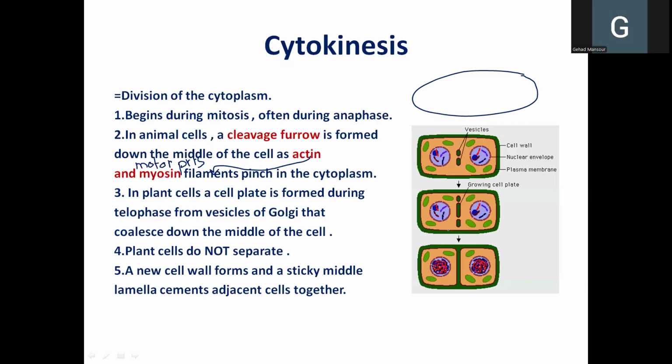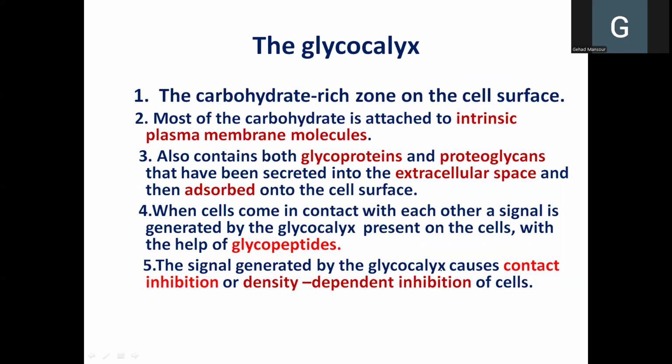But if it is a plant cell, as you can see here, there will be a plate that is formed during telophase, and this plate is formed from vesicles of Golgi apparatus that adhere to each other along the middle line, and then there is deposition of cellulose along them. So we start by the vesicles, and then we have deposition of cellulose and hemicellulose on top of them, and this is the middle lamella.